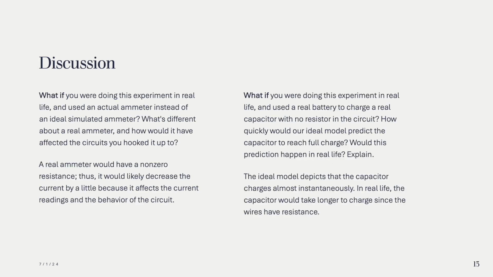If this experiment were to have been conducted in real life and used an actual ammeter instead of an ideal simulated ammeter, there would have been an internal resistance of the real ammeter, which would have resulted in a non-zero value and would have had an effect on the current readings and the behavior of the circuit. If the experiment was performed in real life using a real battery and a real capacitor, the capacitor charge would be very short but non-instantaneous rate because the wires used in a real capacitor would have resistance.